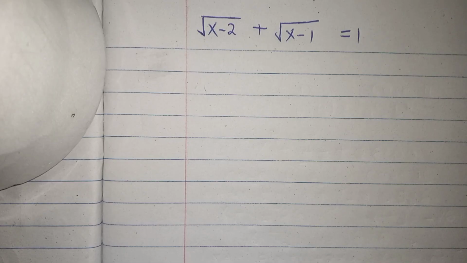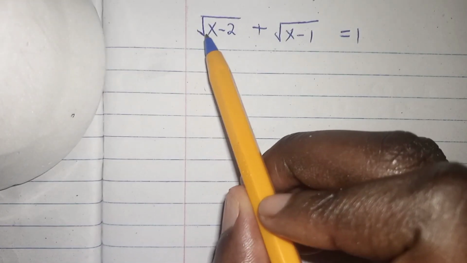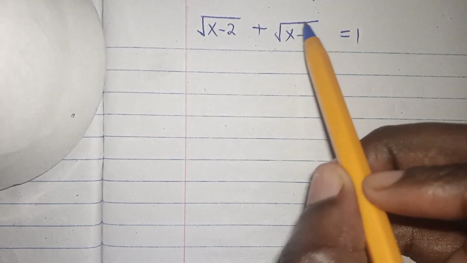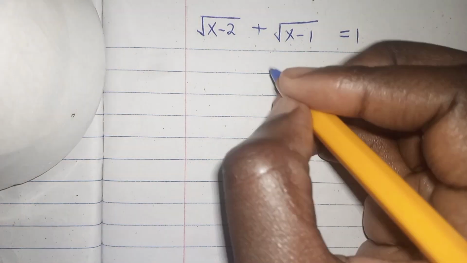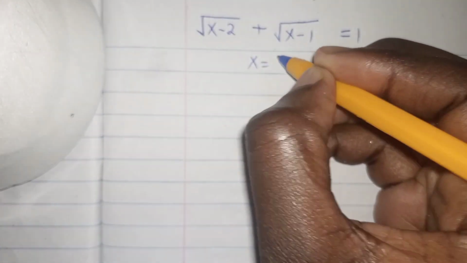Here is an equation that I want us to solve for the value of x: the square root of x minus 2 plus the square root of x minus 1 is equal to 1. So what is the value of x?